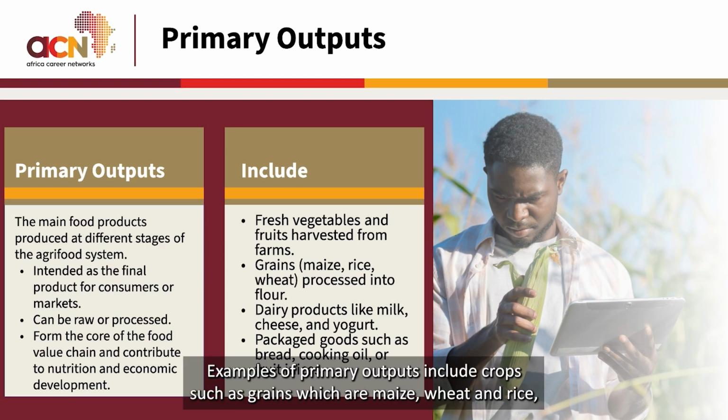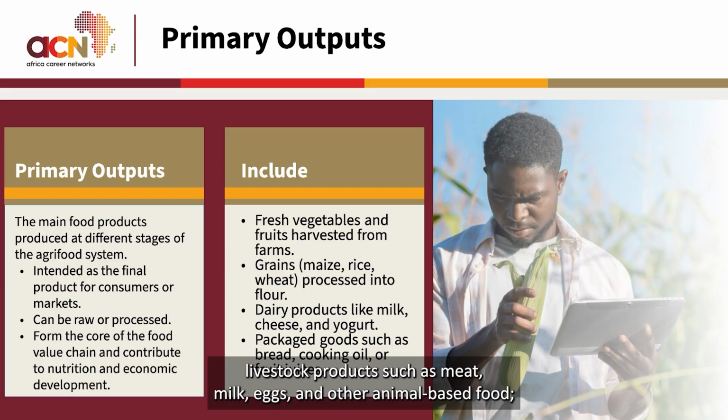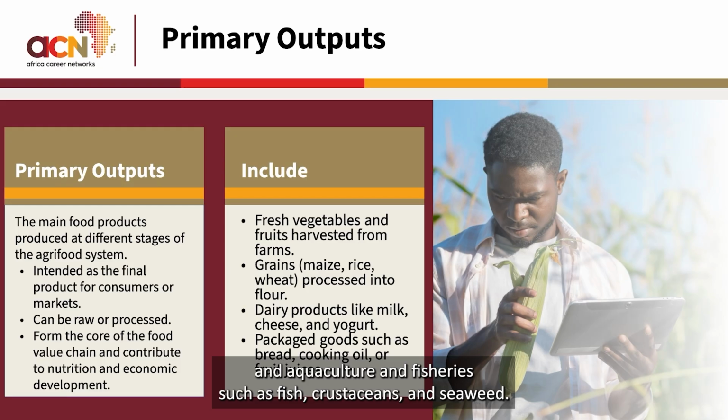Examples of primary outputs include crops such as grains, which are maize, wheat, and rice, vegetables, fruits, tubers, and oilseeds. Livestock products such as meat, milk, eggs, and other animal-based food. Aquaculture and fisheries such as fish, crustaceans, and seaweed.